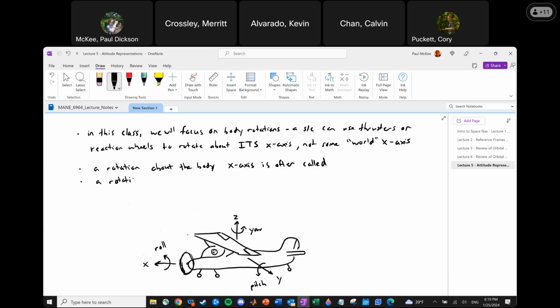So a rotation about the body y-axis. Oh, I skipped this one. And that word is often. Looks the same as when I write the word after. X-axis is roll, y-axis is pitch. And finally, z-axis is yaw. There we go.